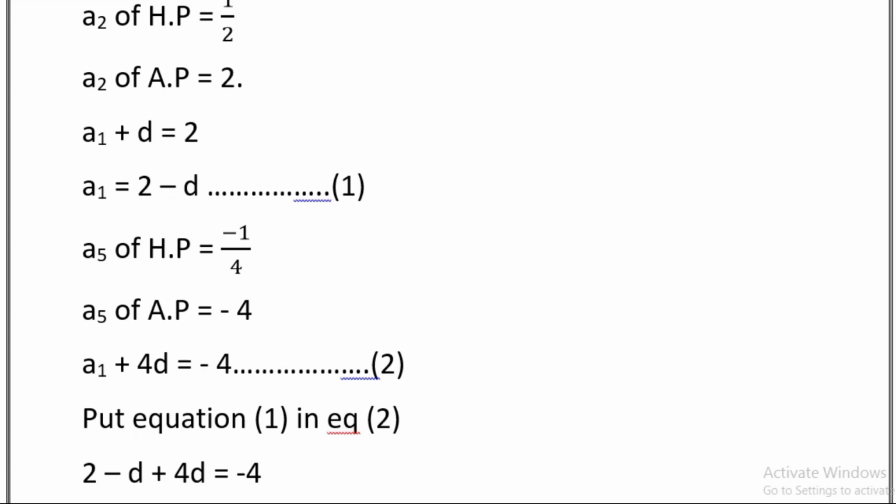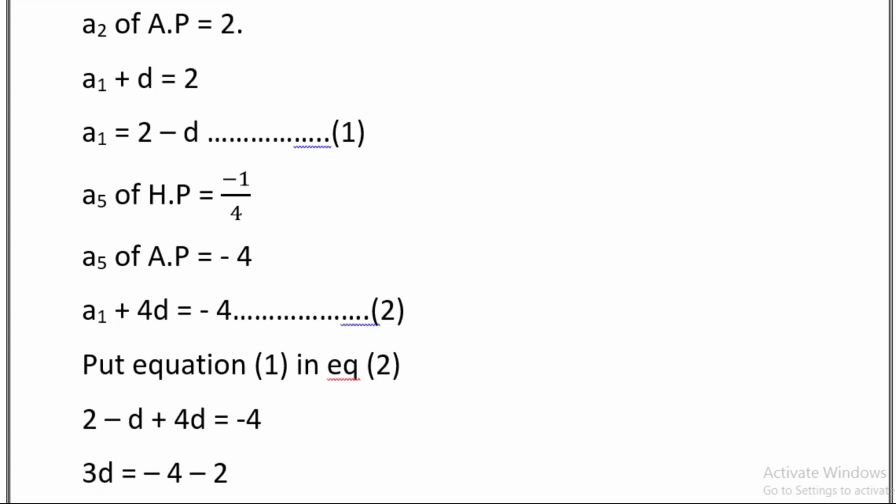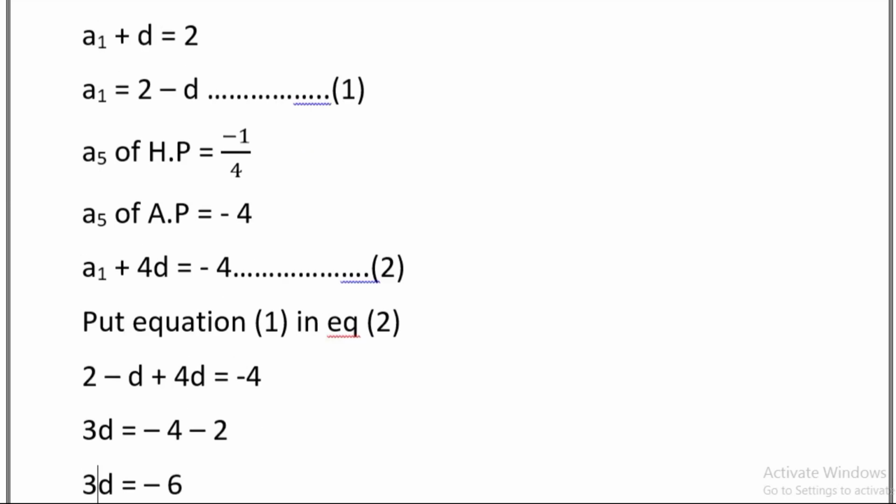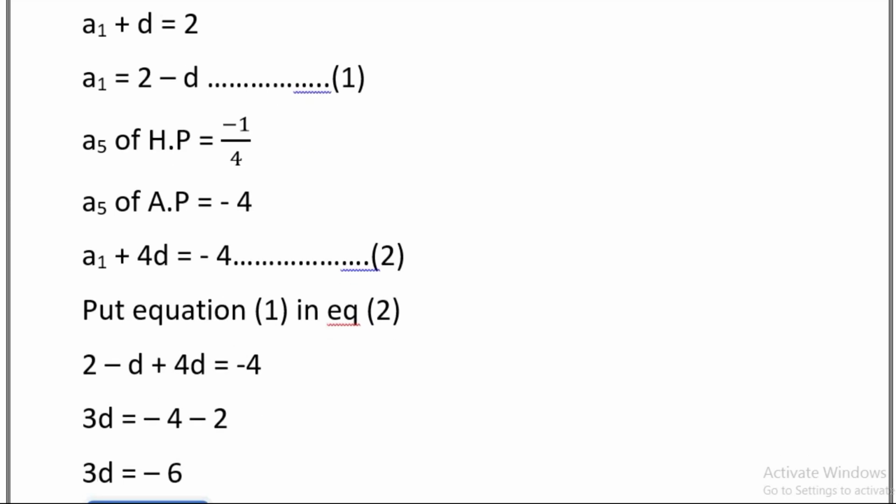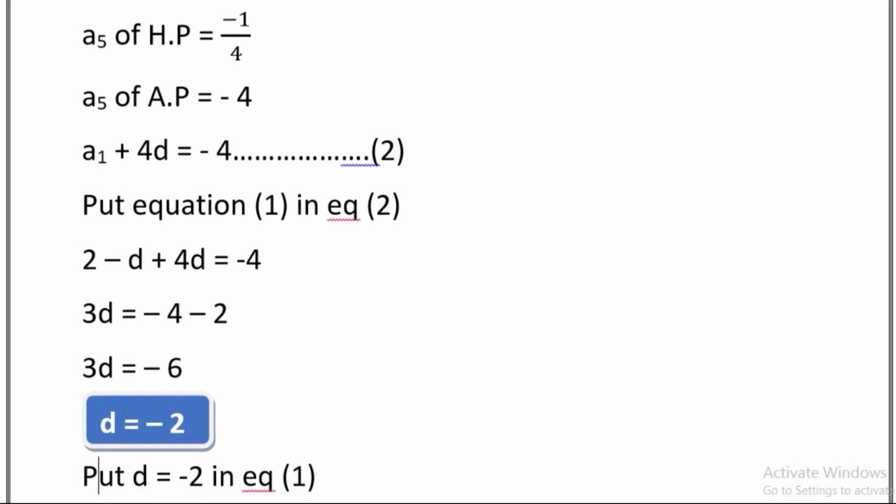equal to minus 4. So 4D minus D is equal to 3D equal to minus 4. Take the left-hand side to the right-hand side, minus 2. So minus 4 minus 2 is equal to minus 6. 3D is equal to minus 6, dividing by 3 on both sides. So D is equal to, 3 twos are 6, D is equal to minus 2.